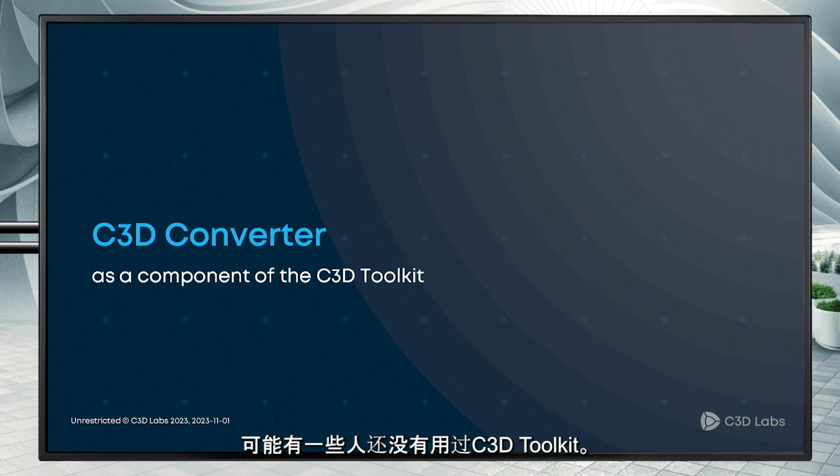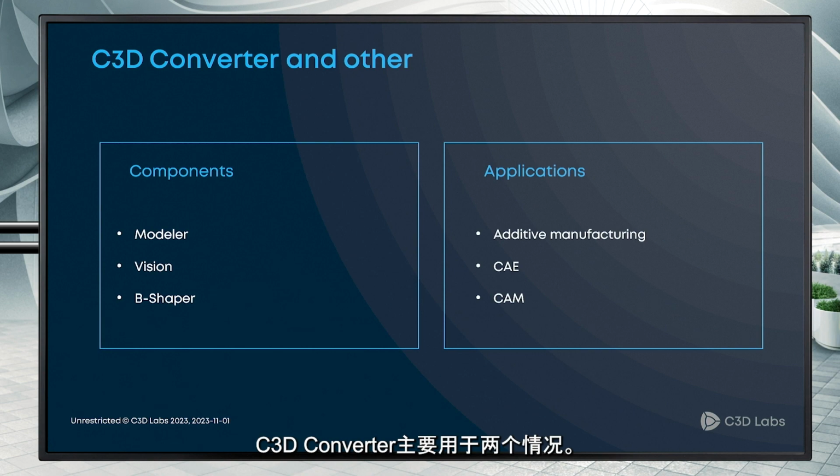If you have not worked with C3D Toolkit yet, a couple of words for you about the converter component. There are two main cases of C3D converter usage. The first one is to provide all other components, for instance modeler and vision, with data from outside. We call that input. The second is to give the designed models to applications which deal with 3D printing, simulations, or something else far from modeling.